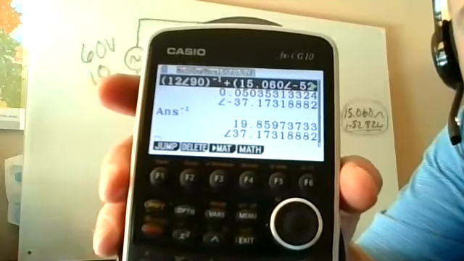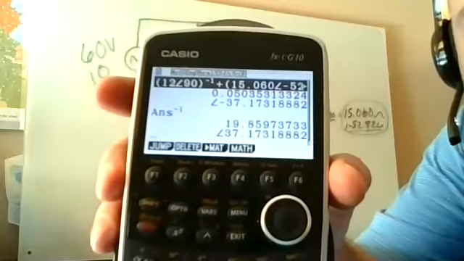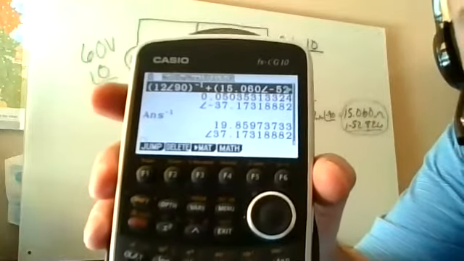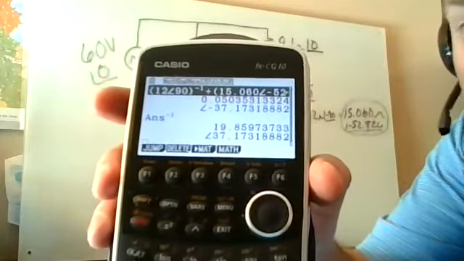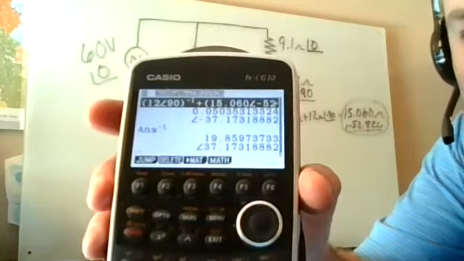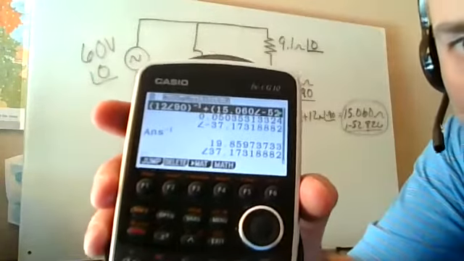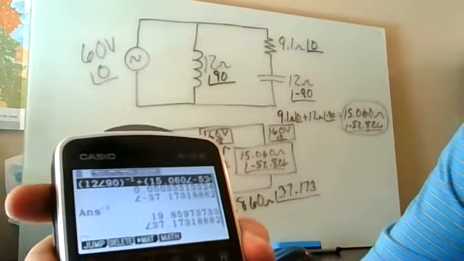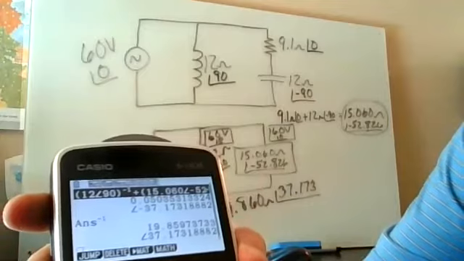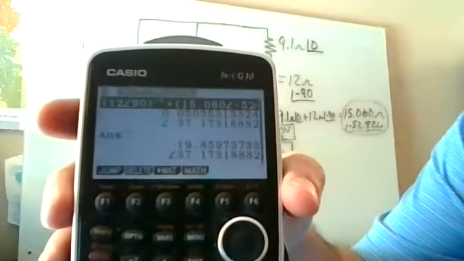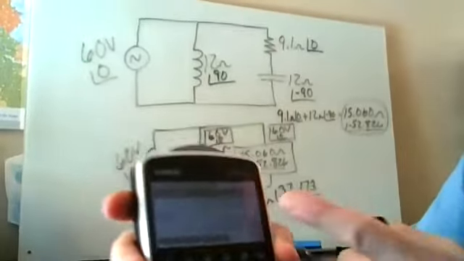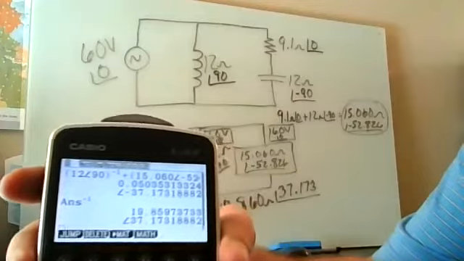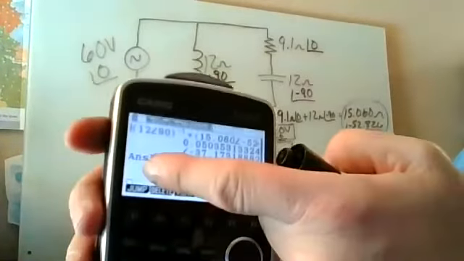12 ohms at an angle of 90, all in parentheses, shift reciprocal, plus, open my parentheses, 15.060 at an angle of negative 52. I'd have to scroll over so you can see it. Close my parentheses, shift reciprocal, and you should get that answer right there, 0.050. That's why you didn't shift reciprocal again, did you? Because you said you had 50 milliohms, right? Yeah, you got to shift reciprocal your answer then.